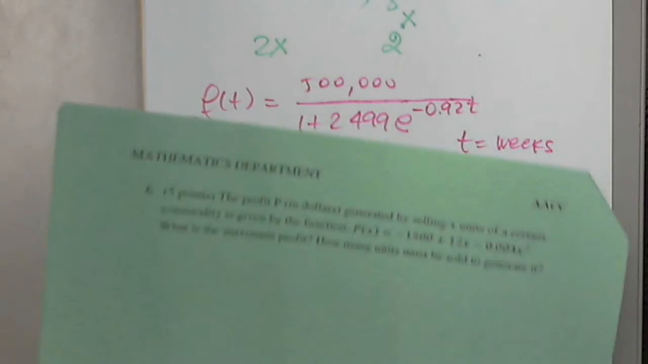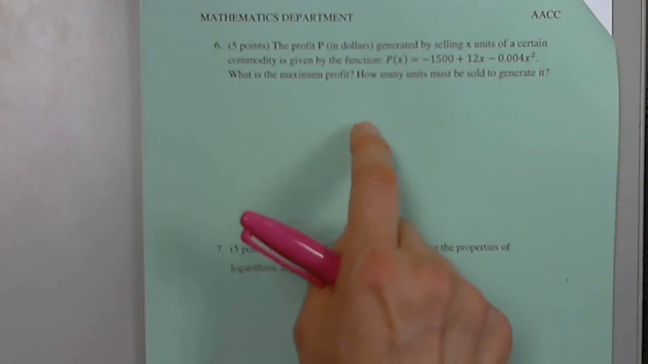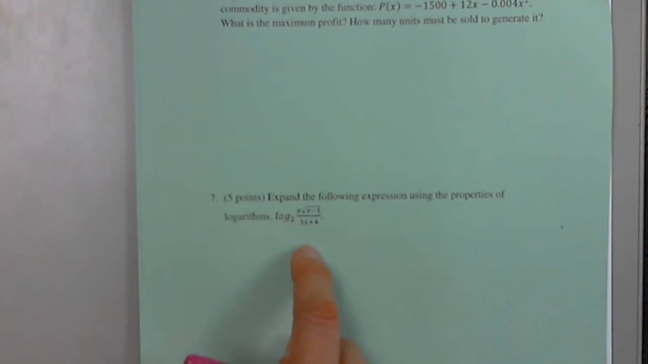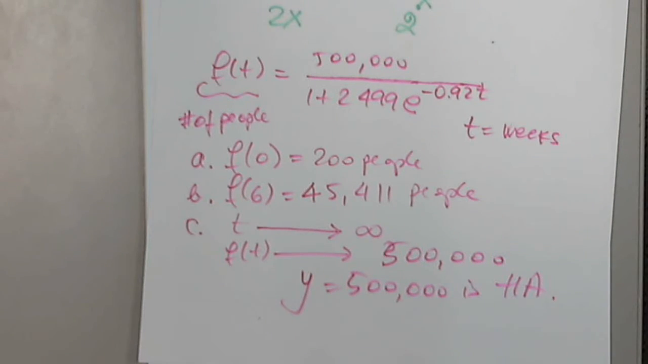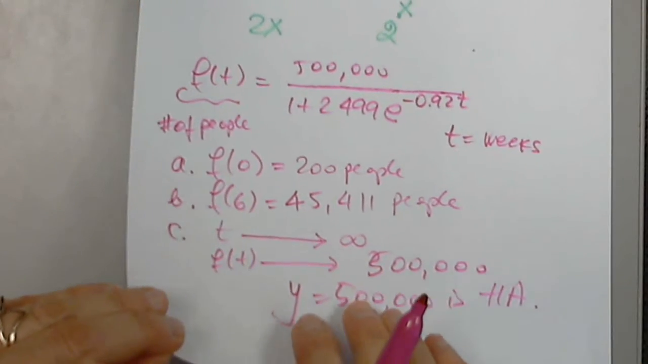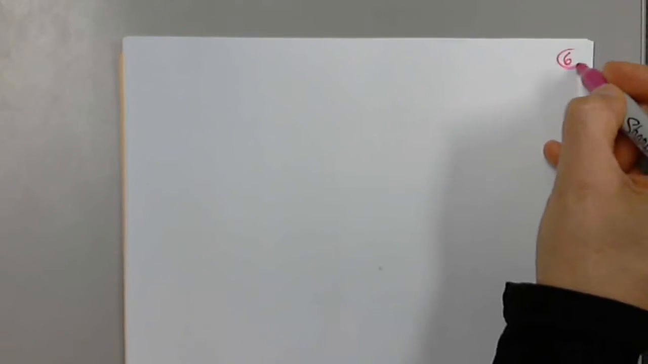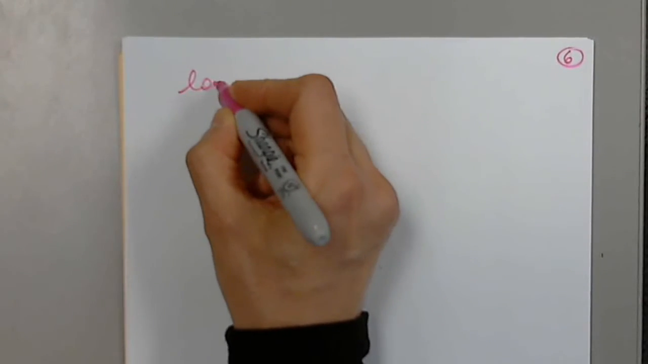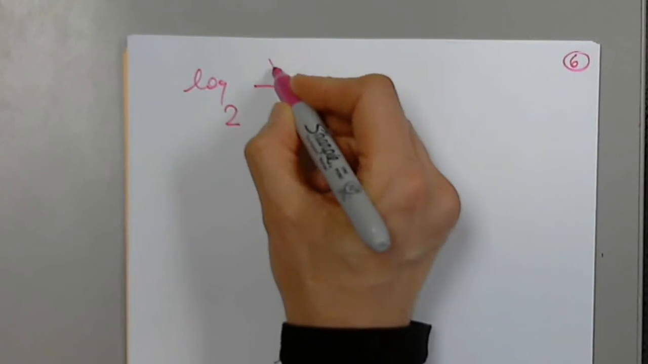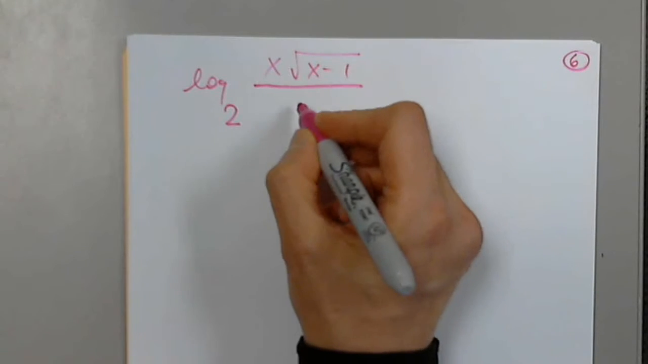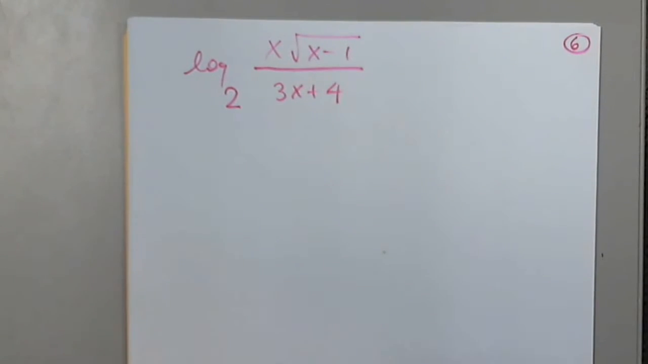This is not part of this test. Moving on to number 7. We're asked to expand this expression into simple logs, and that's my page 6. So we are given log base 2. At the top, x times the square root of x minus 1. In the denominator, 3x plus 4.